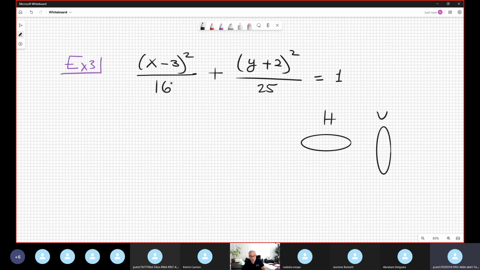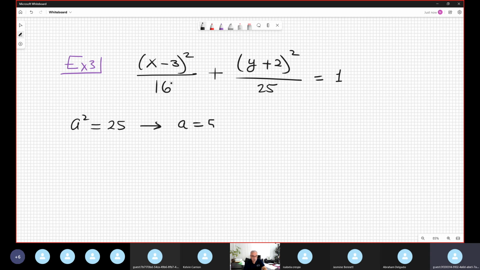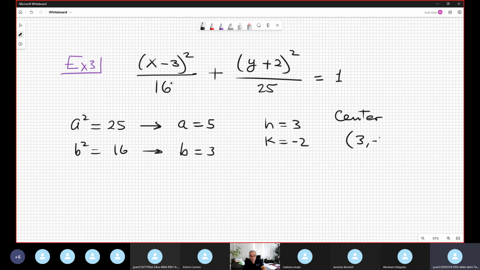I think vertical. Why? Give me a reason. Because the bigger number, the A, is under the Y. It's like a denominator. Super, that's the conclusion. So now it's obvious that A squared is 25, therefore A is the square root, 5. And B squared is 16, therefore B is 4. But the new thing that this problem brings is that h is 3 and k is negative 2. Be careful with the sign. So actually, the center of this ellipse lies at the point 3, negative 2.